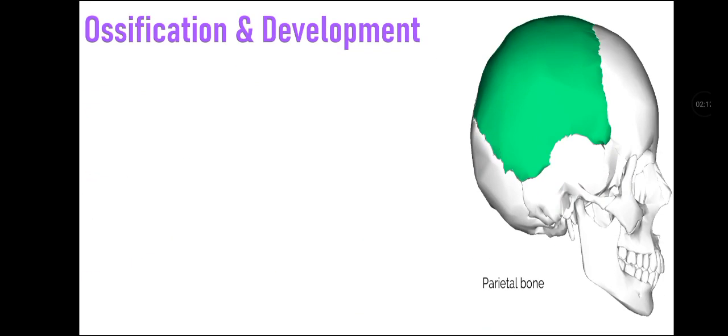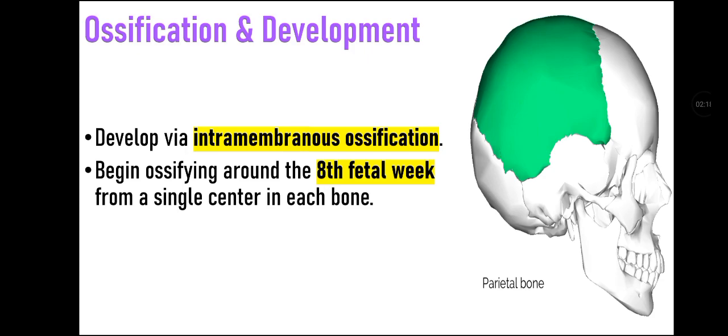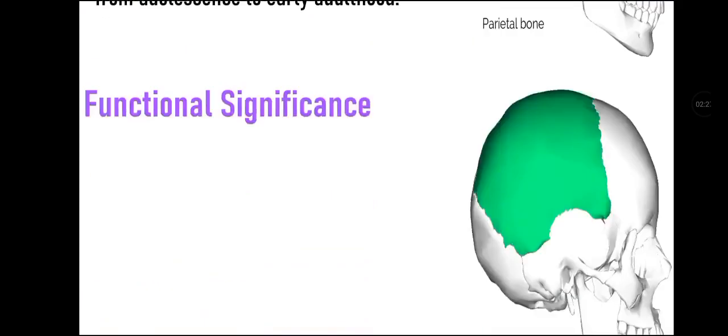Now let's talk about ossification and development of the parietal bone. It develops through intramembranous ossification. It begins ossifying around the 8th fetal week from a single center in each bone. Complete fusion of the sutures occurs gradually from adolescence to early adulthood.